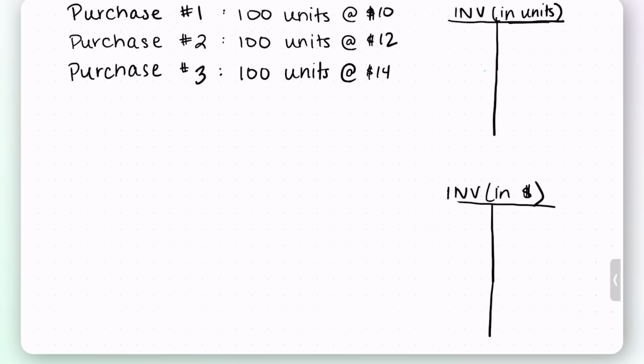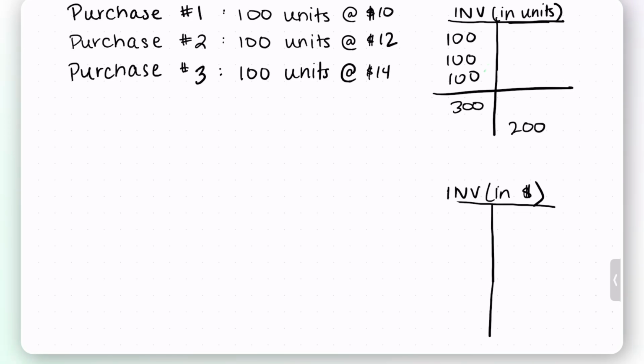We're probably selling them for the same exact amount though, even though our cost is going up. So if we were to look at a T account for inventory and units, we have purchased 100, 100, and 100, which means we have 300 units available for sale. Then let's assume we make a sale of 200 units.